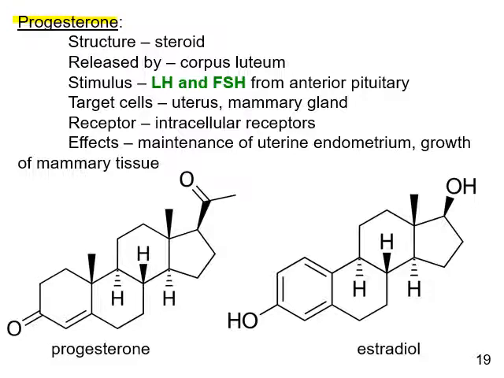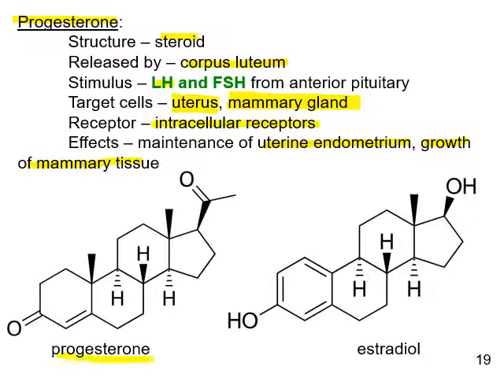Progesterone, the hormone that is produced by the corpus luteum, is also a steroid. Its stimulus is mostly LH from the anterior pituitary after the corpus luteum forms. It is important for maintaining the uterine endometrium, and in the case of a pregnancy, developing the mammary gland. It acts through intracellular receptors, like the other steroid hormones, maintaining uterine endometrium and promoting growth of mammary tissues during pregnancy.